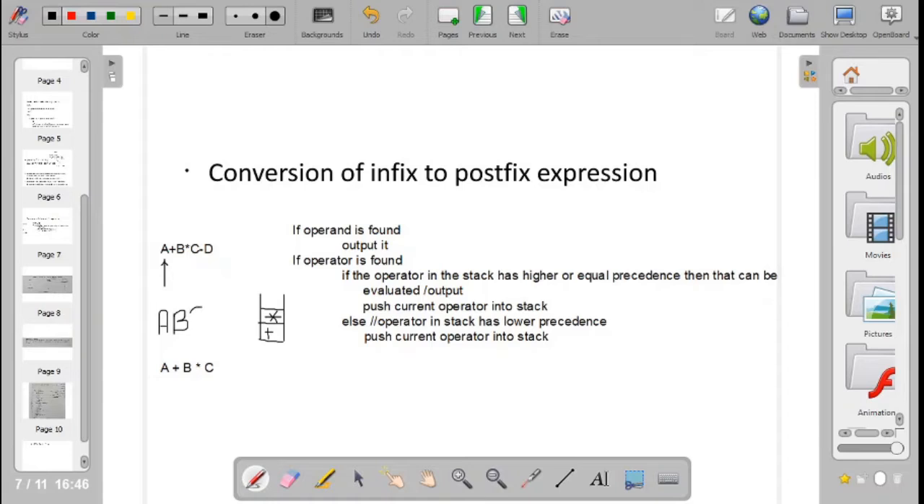Again we come to another operand. When you see an operand, you just output it. Now moving on to the next operator, which is a minus. When an operator is found, if the operator in the stack has higher or equal precedence, then what do we do? We can output it, right? So here we are comparing minus, the current operator, and star. Star has a higher precedence, so you can pop it. Popping we will just show by putting a cross here and outputting it.